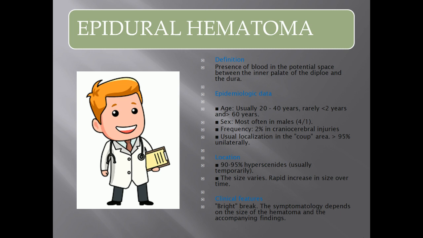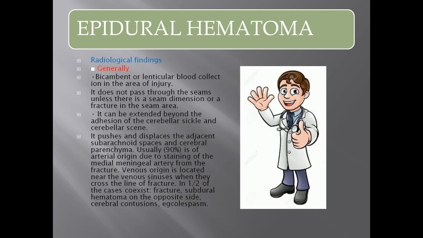The size varies, with rapid increase in size over time. Clinical features: lucid interval. The symptomatology depends on the size of the haematoma and the accompanying findings. Radiological findings, generally: biconvex or lenticular blood collection in the area of injury. It does not cross the sutures, unless there is a suture diastasis or a fracture in the suture area.